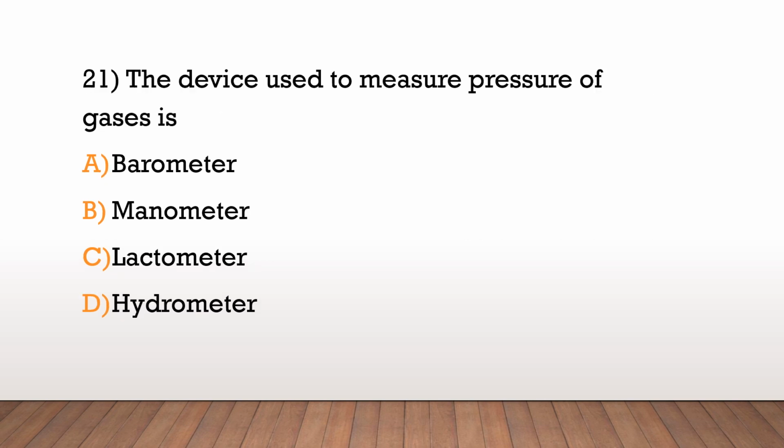The next question is the device used to measure pressure of gases is A, barometer, B, manometer, C, lactometer, or D, hydrometer. The answer is B, manometer. As we saw in the last question, manometer is used to measure the pressure of gases.